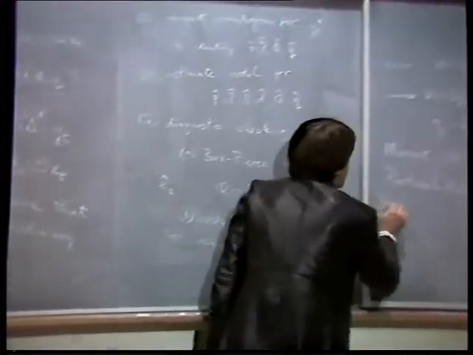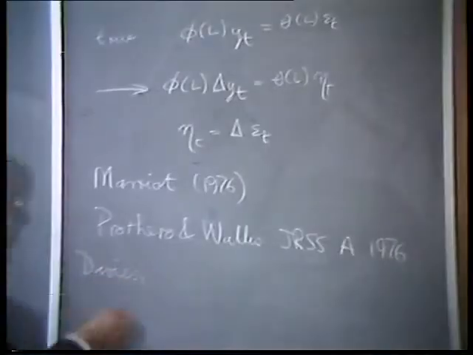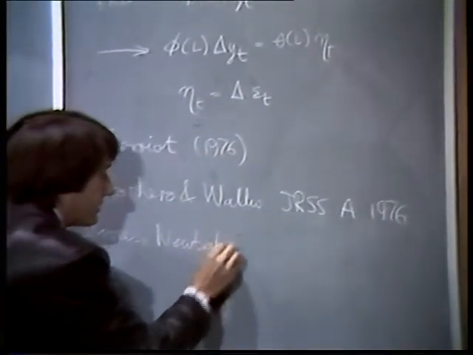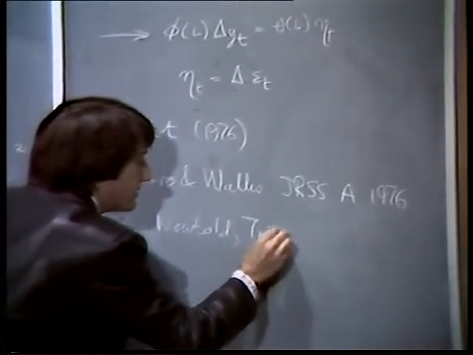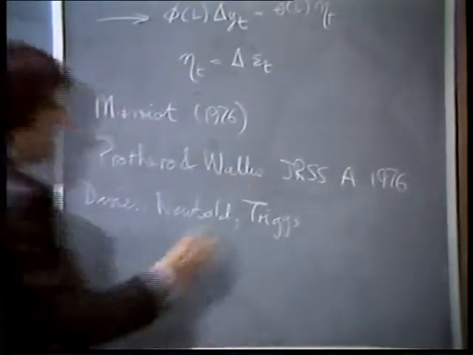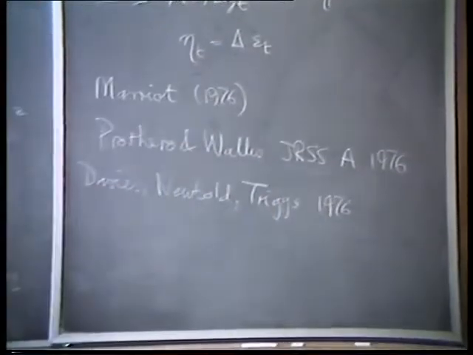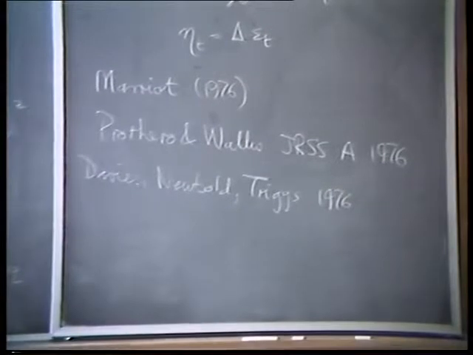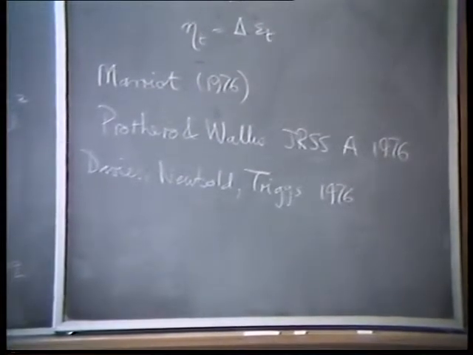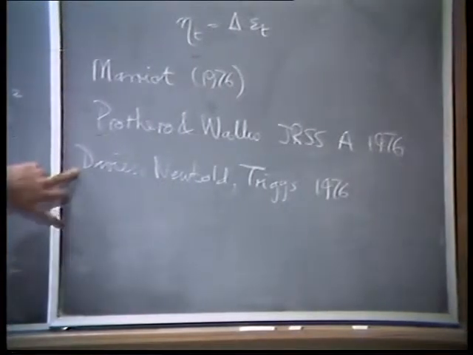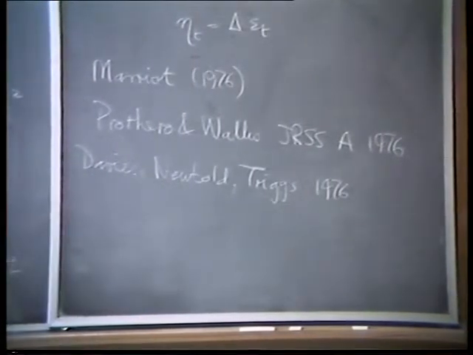Further work on the Q statistic by Davis, Newbold, and Triggs in 1976, which is at the moment an unpublished paper from the University of Nottingham, but will be published within the next 6 months.